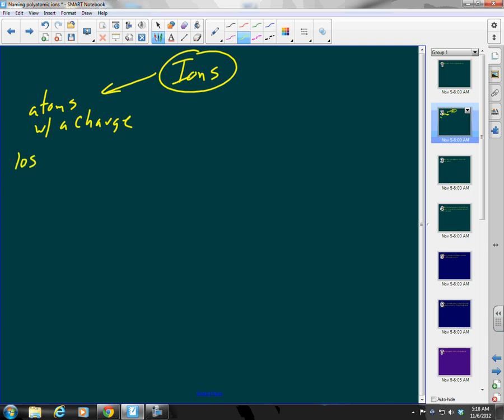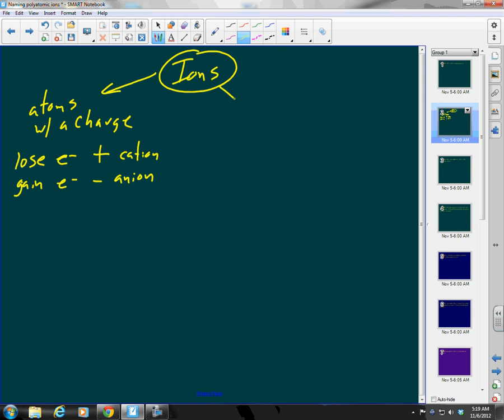If you lose an electron, then you have a positive charge. And if you gain an electron, you have a negative charge, right? And what is it that we call a positively charged ion? We call that a cation. And we call a negatively charged ion an anion, right?